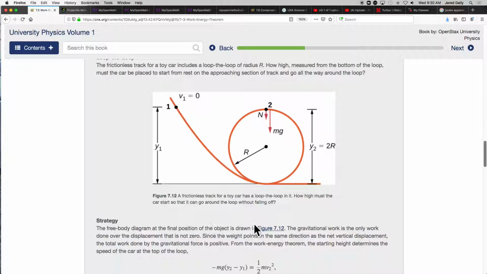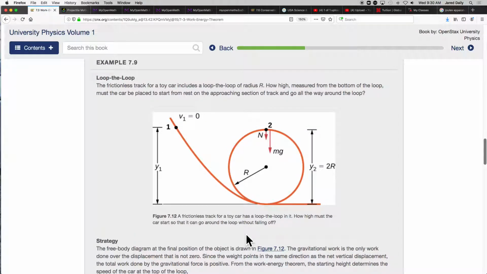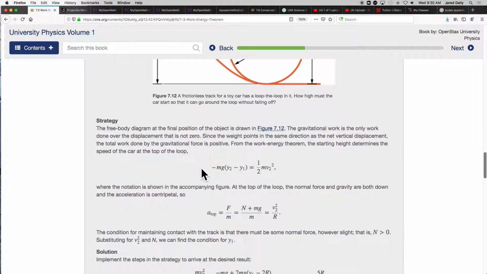Here they're saying the gravitational work is the only work done over the displacement that's not 0. In other words, we're not going to have any friction. We're just going to have gravity be the only thing causing this ball or this point to move. So the only kind of work on the left side of the work energy equation is going to be gravitational work against gravity, which of course is equal to negative m times g times the height change. So that's what they write in there, negative m times g times the height change, y2 minus y1.